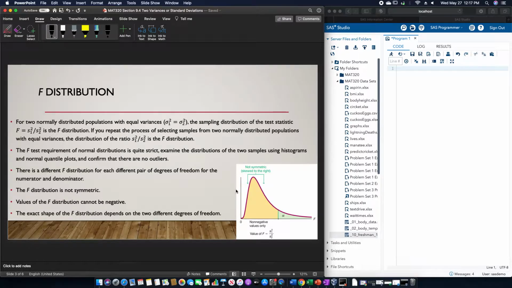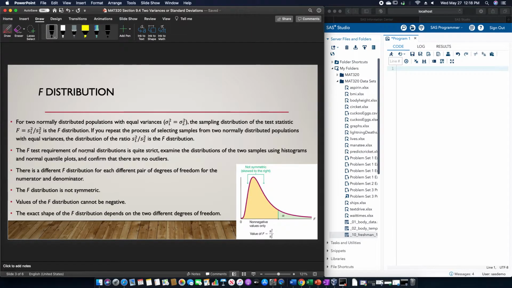For the F distribution itself, for two normally distributed populations with equal variances, the sampling distribution of the test statistic F, equal to the first variance divided by the second variance, is the F distribution. If you repeat the process of selecting samples from two normally distributed populations with equal variances, the distribution of the ratio of the first variance divided by the second variance is the F distribution, which looks like a skewed right distribution. And it's not at all symmetric.